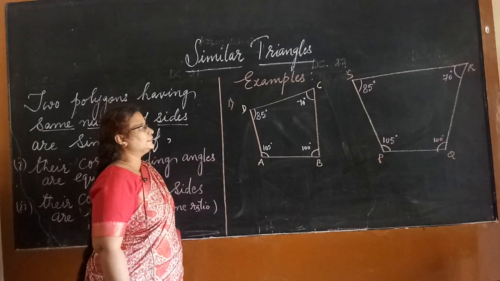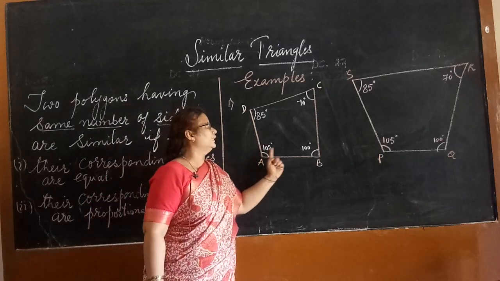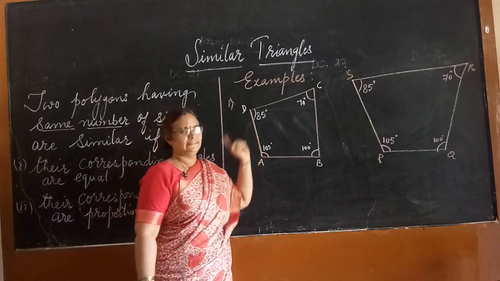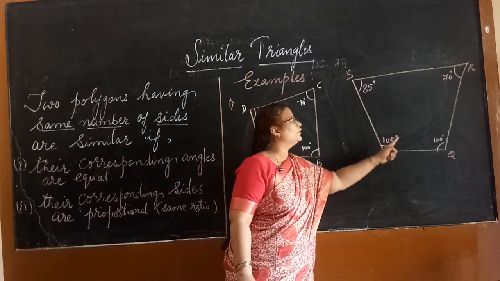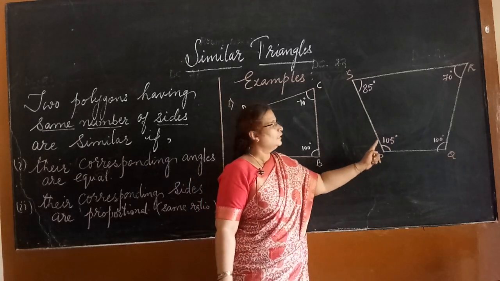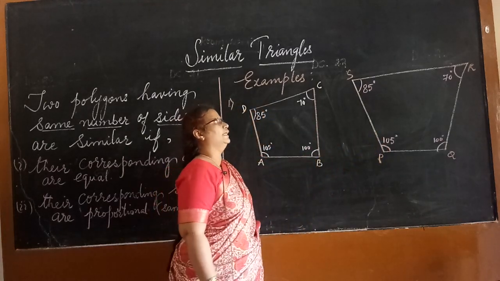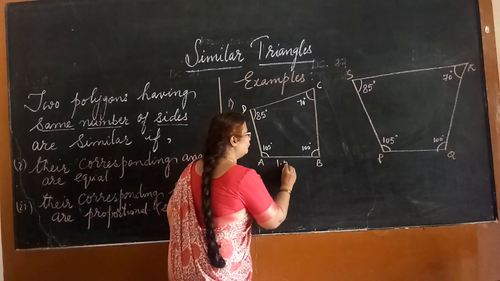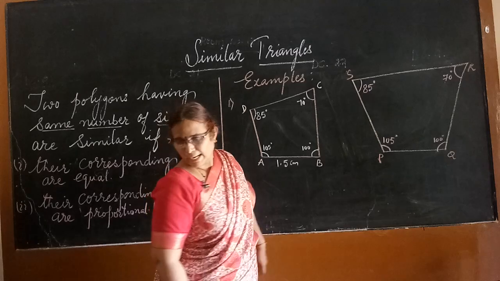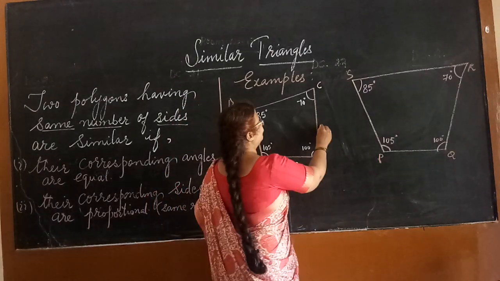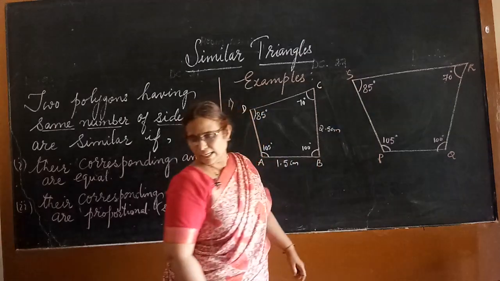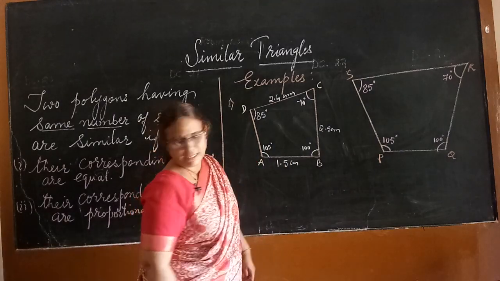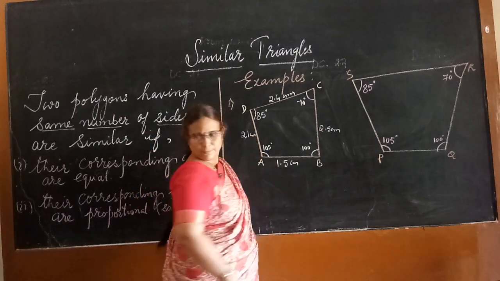Angles A, B, C, D are measured as 105 degrees, 100 degrees, 70 degrees and 85 degrees in the quadrilateral ABCD. In the same way, in the quadrilateral PQRS, angle P is 105, Q is 100, R is 70 and S is 85 degrees. Again, the sides of the quadrilateral are given: AB is 1.5 centimeters, BC is 2.5 centimeters, the length of CD is 2.4 centimeters and the length of AD is 2.1 centimeters.